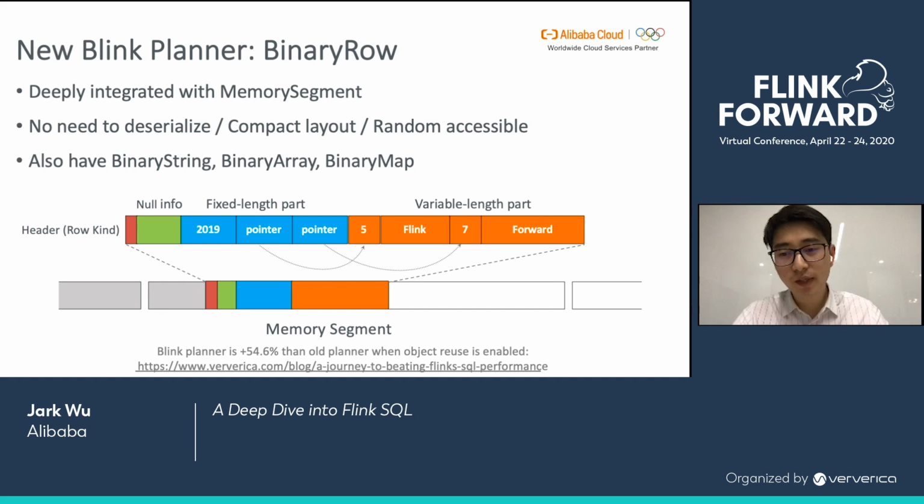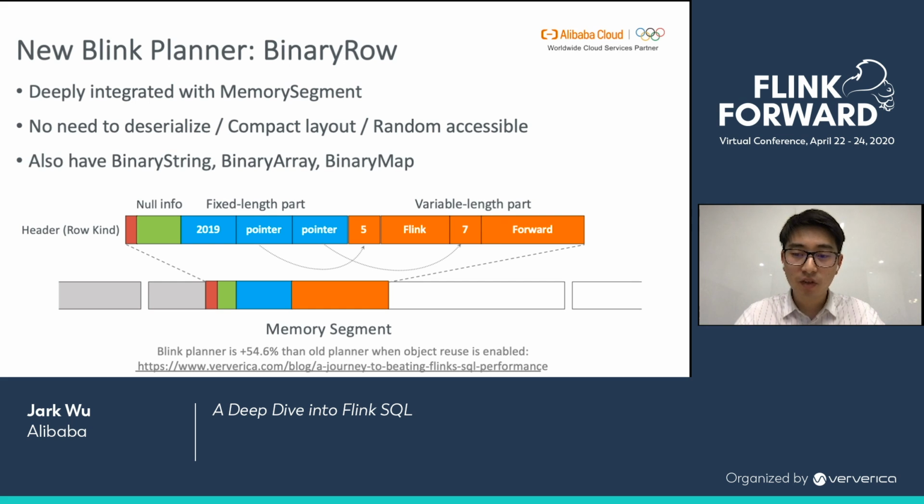I will briefly introduce the layout of binary row. Still the previous example, the layout is divided into 4 parts. The first one is the header part, which is used to store a row kind, indicating whether it is an insert or delete or update change operation. We already introduced the change operation in the previous section about the changelog mechanism.